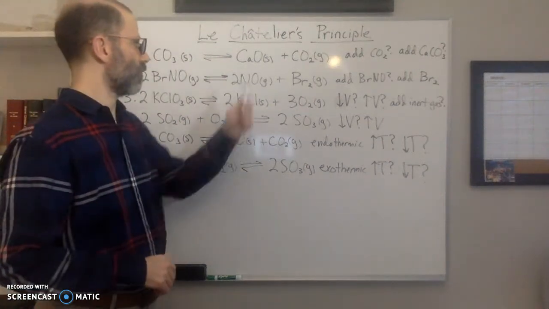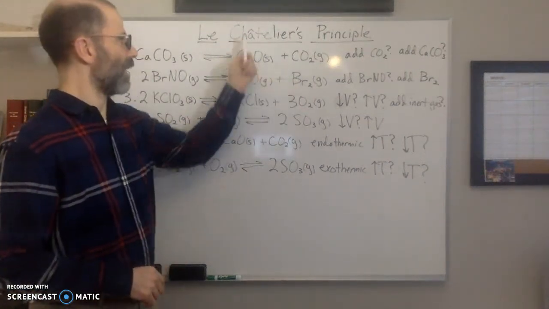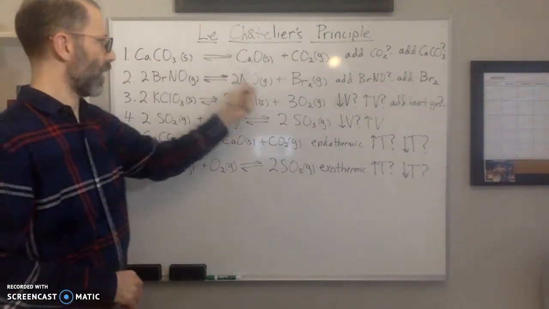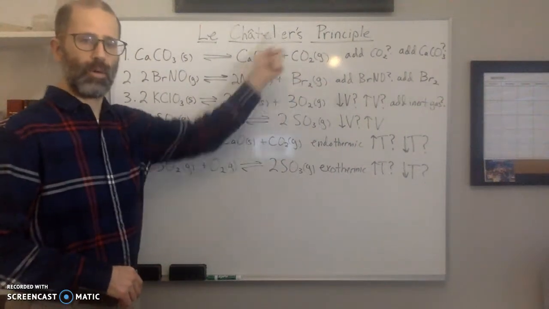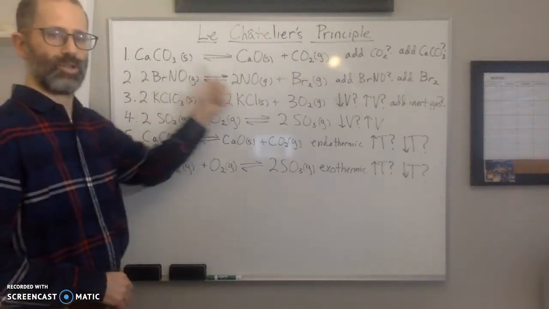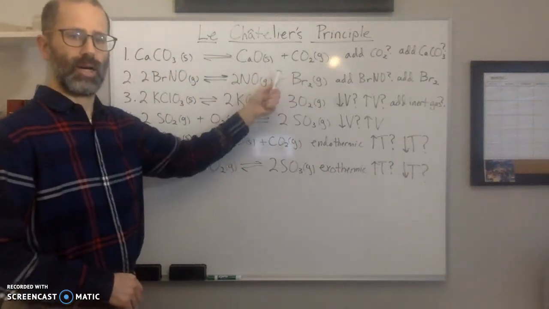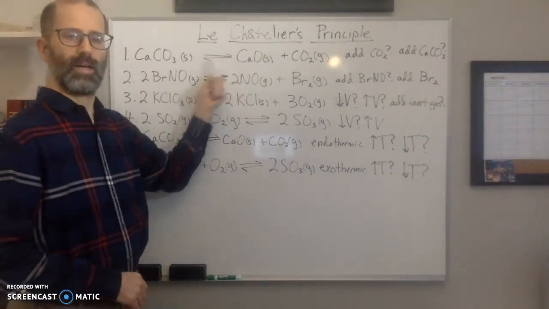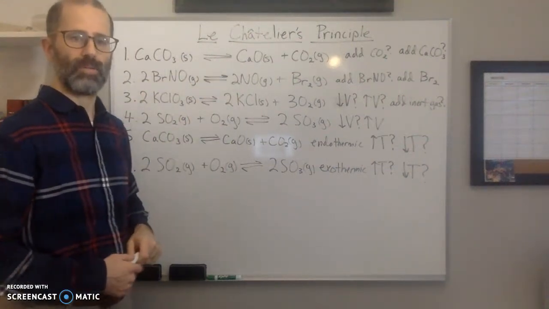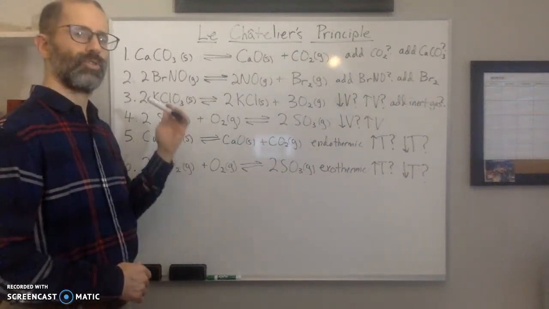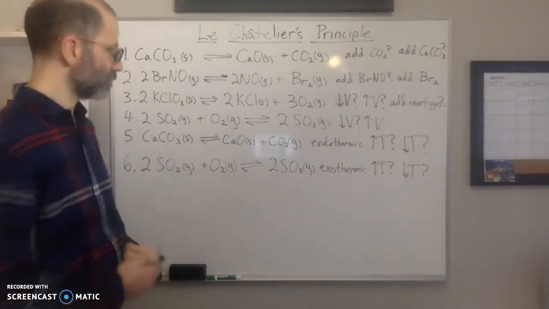So that means if I add CO2, then it's going to shift in this way so that carbon dioxide, the product, is converted to reactant. So you're going to decrease the product and increase reactant, and that's going to get it back to equilibrium. So we say shift to the left, or shift towards reactants.